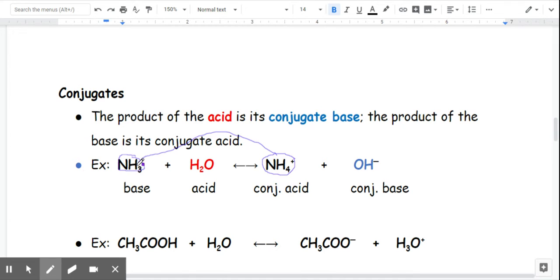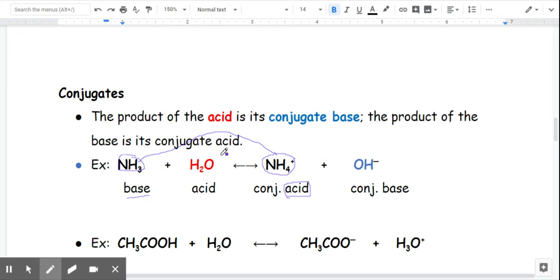It's already labeled right here, but you could take a look at the reaction. NH3 in this reaction, the forward reaction, is gaining a hydrogen. So by definition, that makes it a base. So NH3 is our original base. Its conjugate pair, we can now label as an acid. Why? Because in a conjugate pair, one of them is always acid, one of them is base.